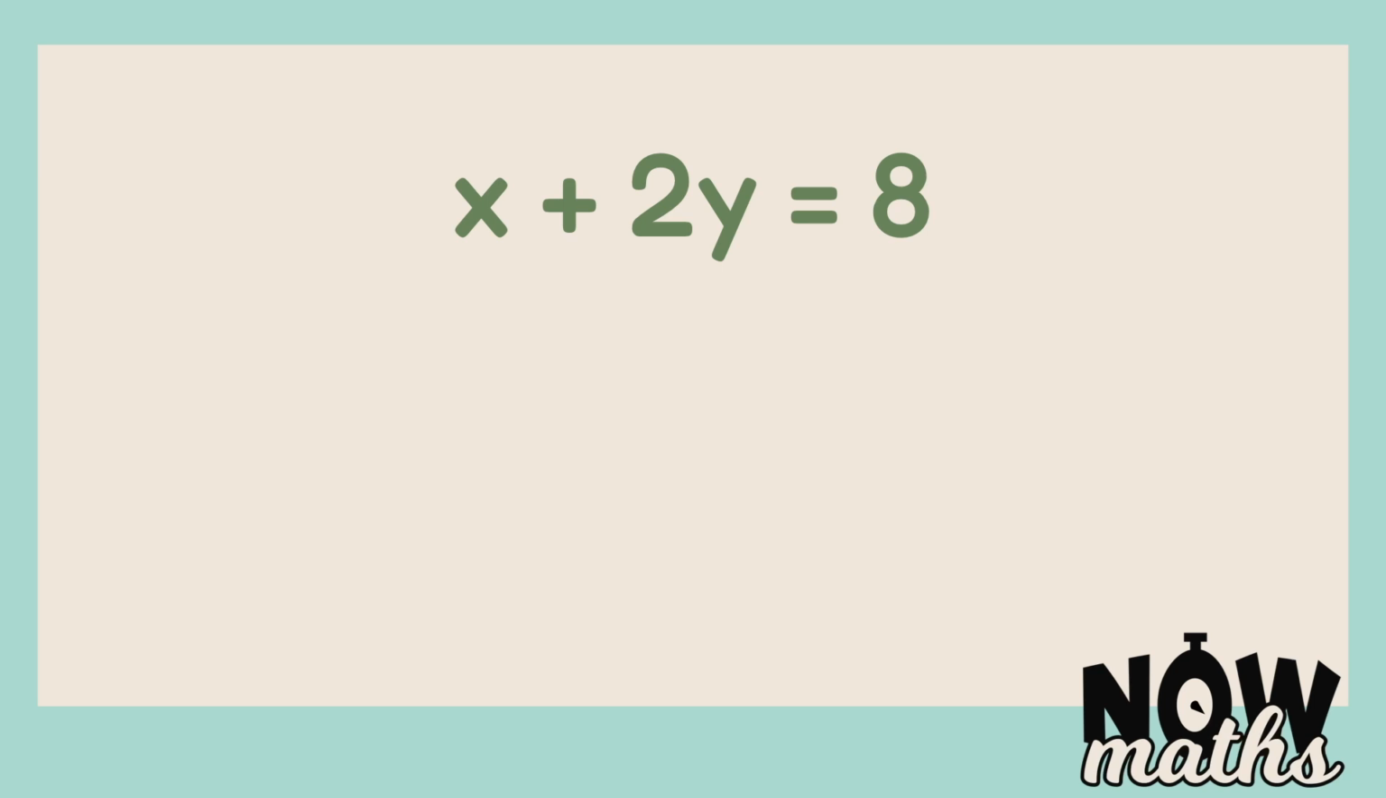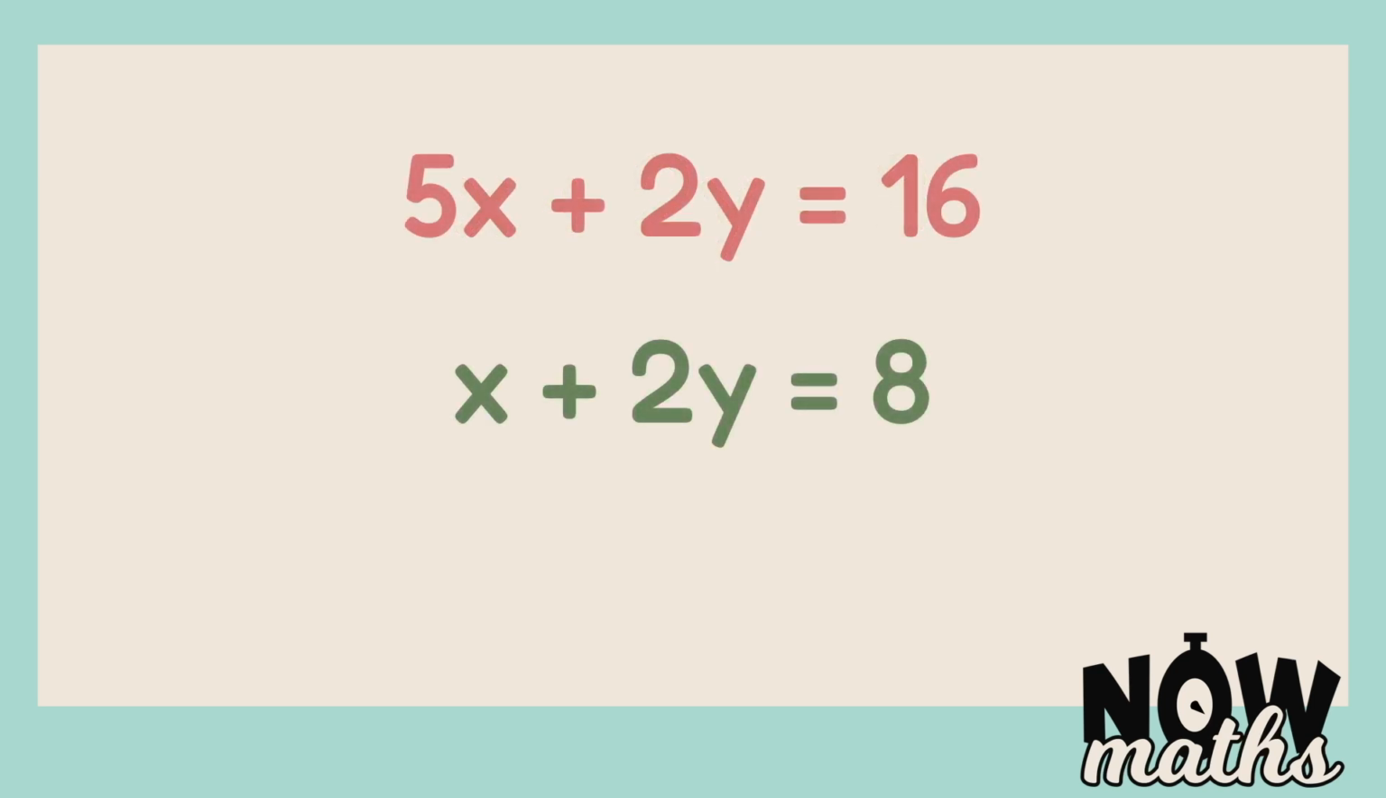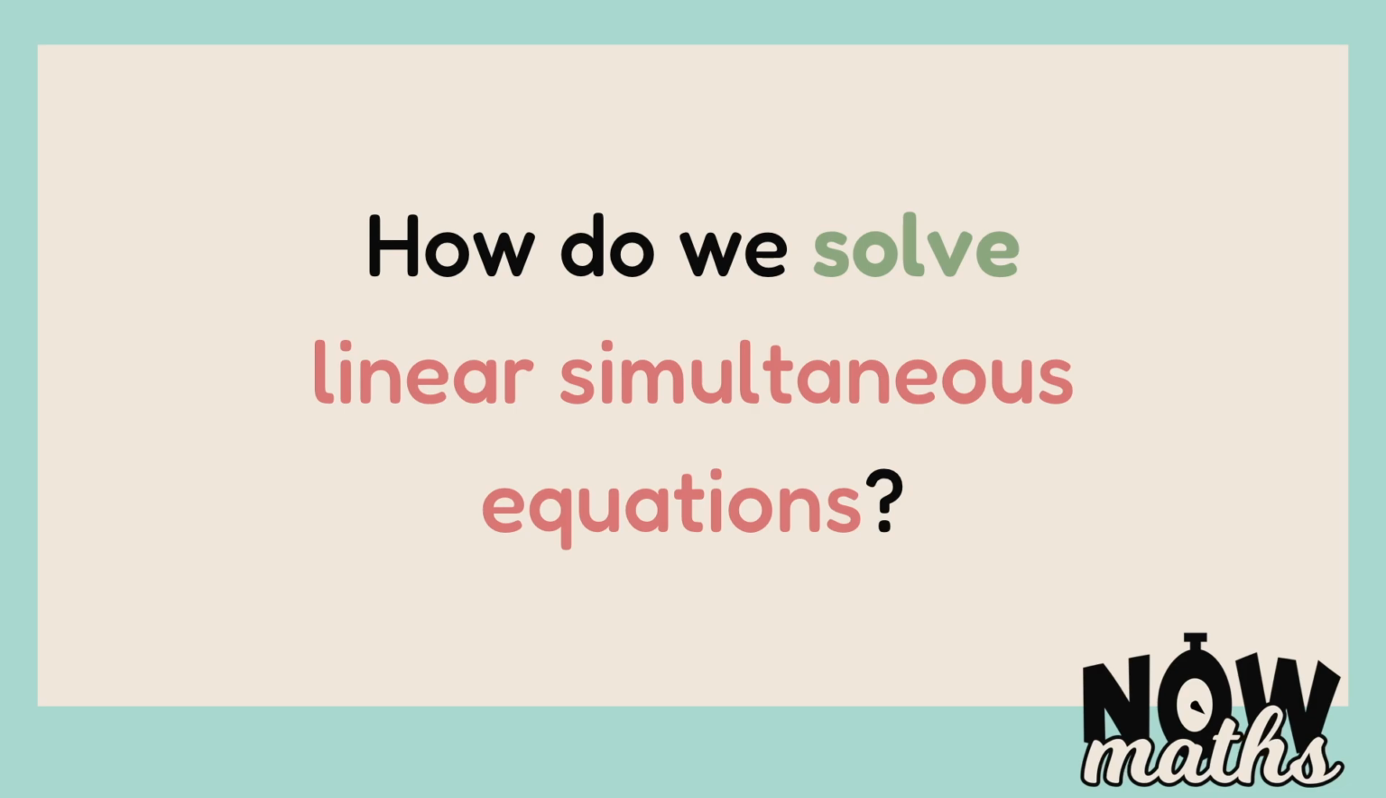In order for this equation to have just one solution, we need to introduce a second equation that x and y must also satisfy. And if we have two equations like this, these are called linear simultaneous equations, and there is only one value of x and one value of y that could satisfy both equations at once. So how do we solve these equations? We could try different values of x and y until we find a pair that work, but this could be quite time consuming. So in this video we're going to look at the method of elimination to solve simultaneous equations.